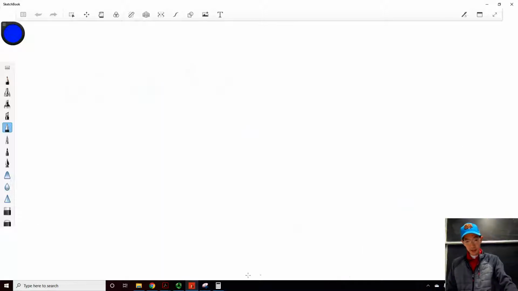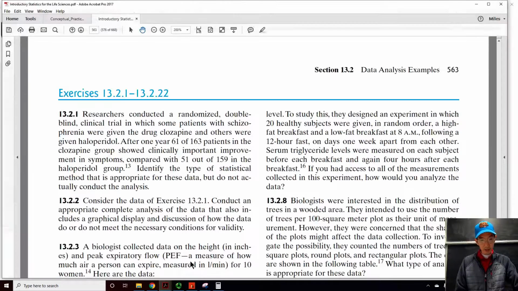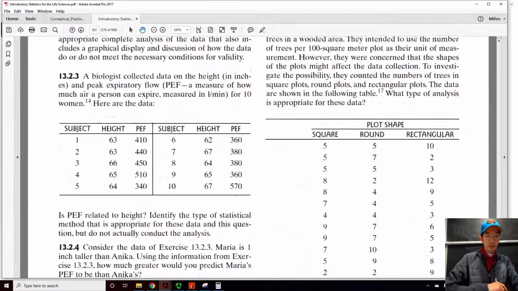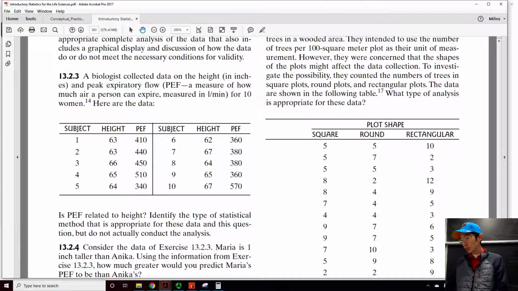All right, let's look at the next problem in our textbook here. It says a biologist collected data on the height in inches and peak expiratory flow, PEF, a measure for how much air a person can expire, for 10 women. And here are the data. And is peak expiratory flow, PEF, related to height? Okay.